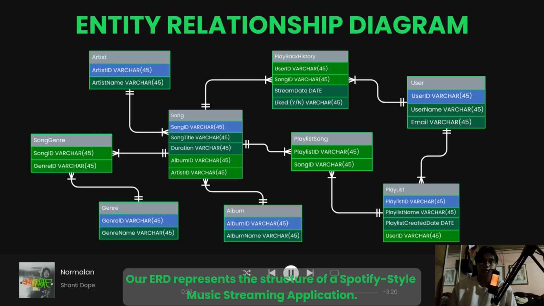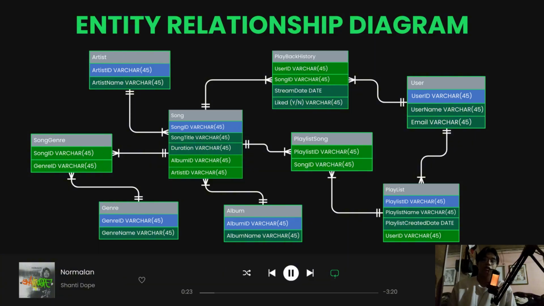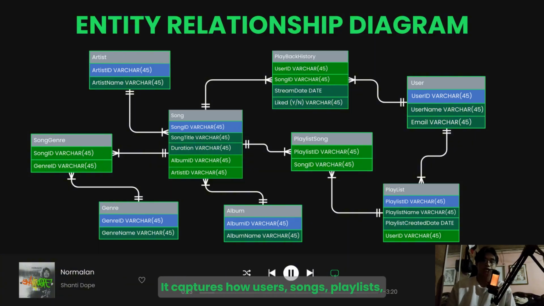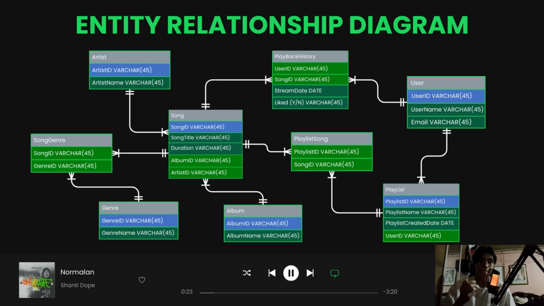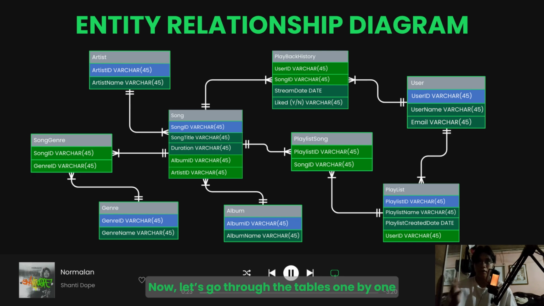Now, our ERD represents the structure of a Spotify-style music streaming application. It captures how users, songs, playlists, artists, albums, genres, and playback histories are connected. Now, let's go through the tables one by one and focus on their relationships.